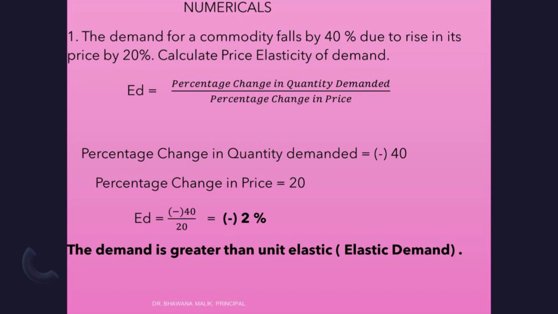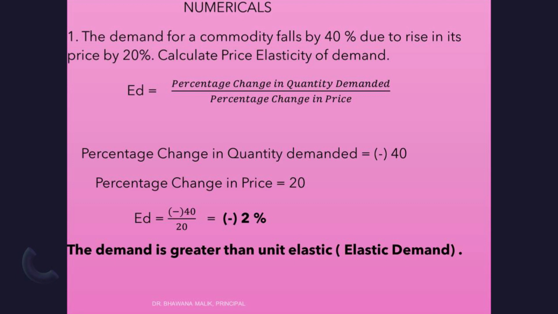Let us have a look at the numerical question. Let's say the demand for a commodity falls by 40% due to a rise in its price by 20%. Now we have been asked to calculate the price elasticity of demand. As we all know, elasticity of demand is calculated by the percentage change in quantity demanded divided by the percentage change in price. And in this question, we already have the percentage change in quantity demanded and the percentage change in price, given as 40% and 20%.